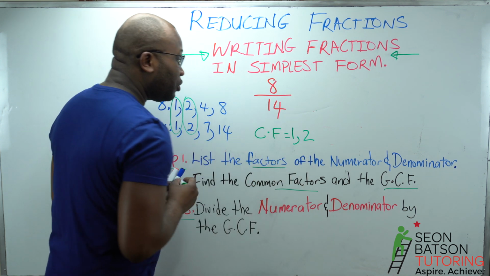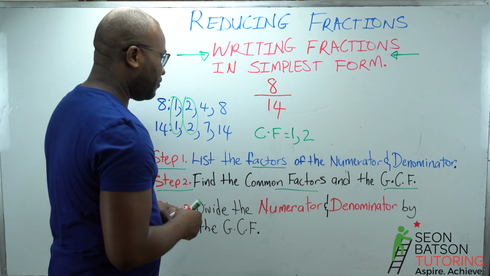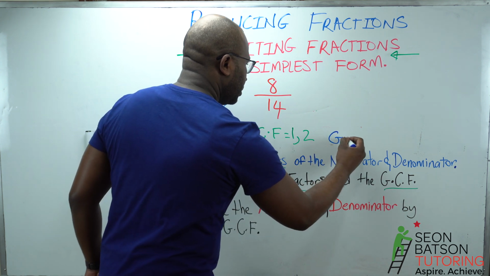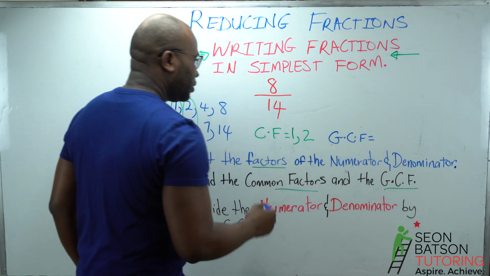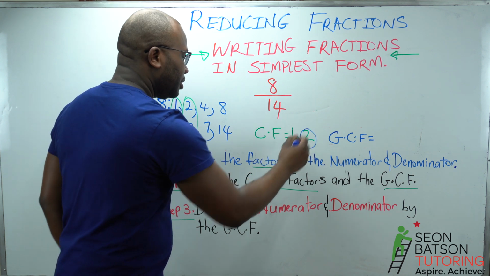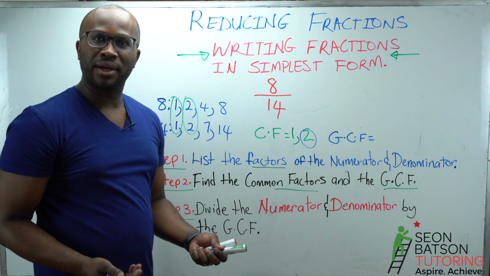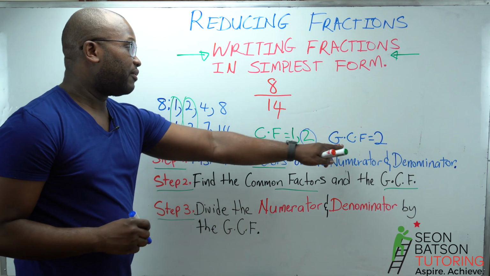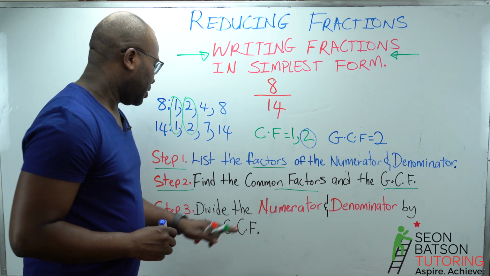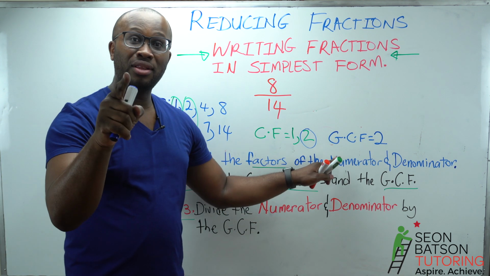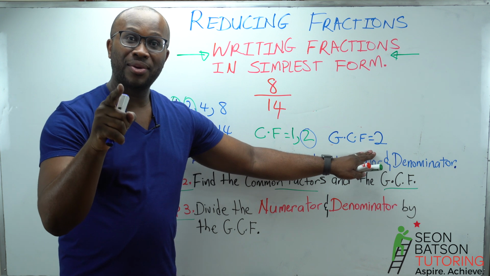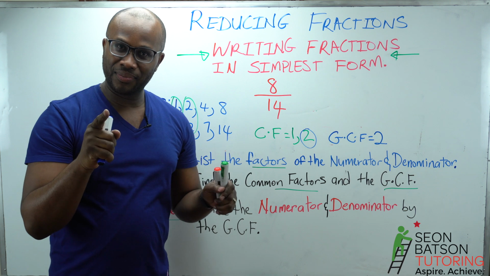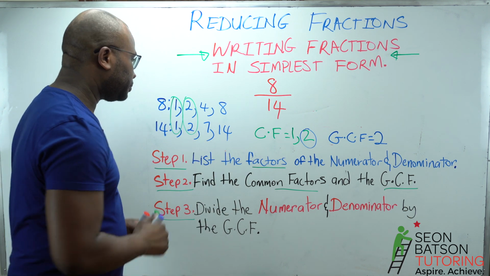All right. Now we will find the greatest common factor, or the biggest common factor. And the greatest common factor is 2, because between 1 and 2, 2 is the bigger number. So the greatest common factor is 2. So now that we have our greatest common factor, we will go to step 3. Now, for those of you who got the challenge correct, very good. The greatest common factor of 8 and 14 is 2.